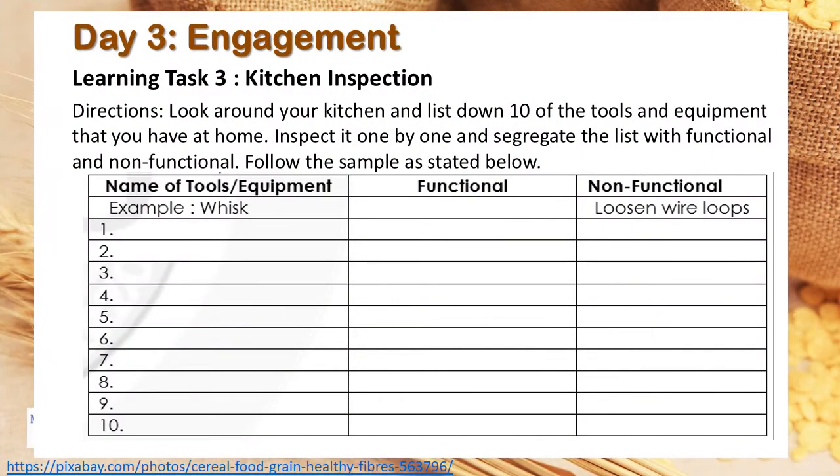Day 3, Engagement. Learning task number 3, Kitchen Inspection. Directions. Look around your kitchen and list down 10 of the tools and equipment that you have at home. Inspect them one by one and segregate the list into functional and non-functional. Follow the sample as stated below.